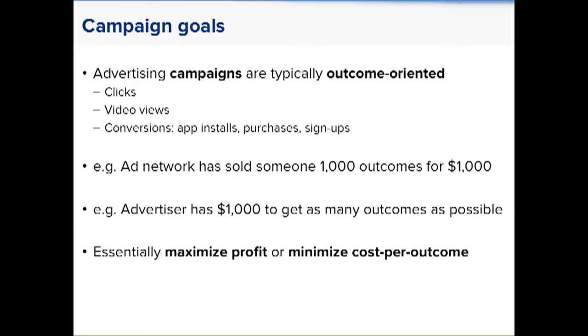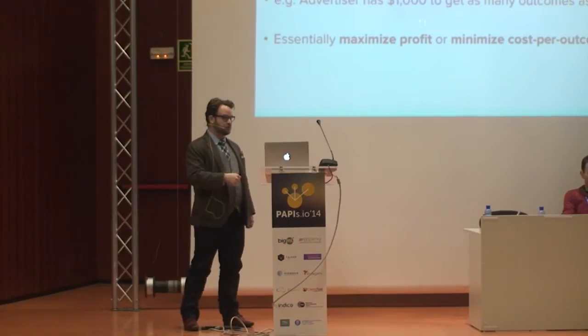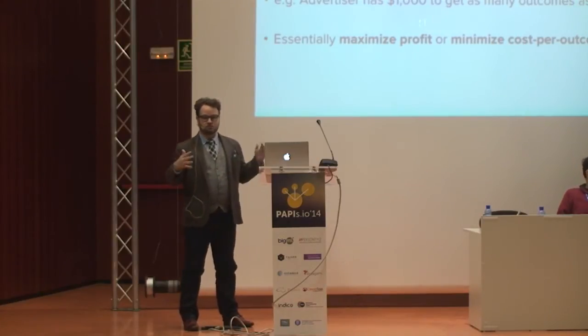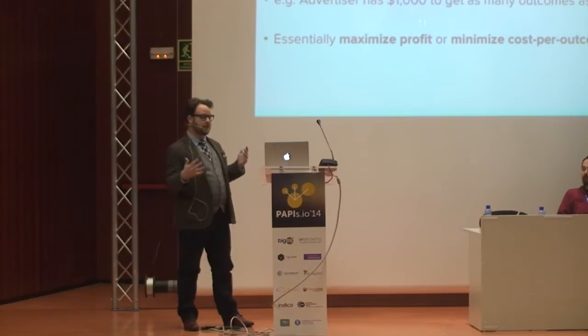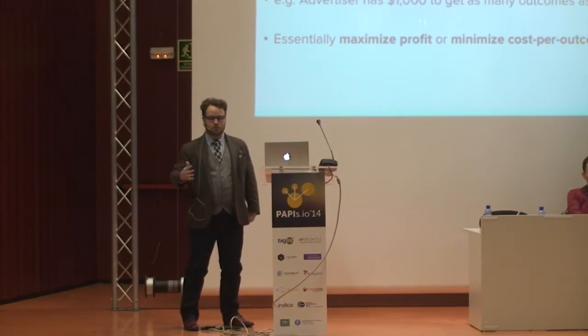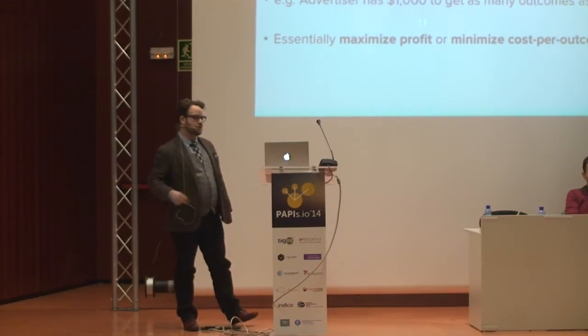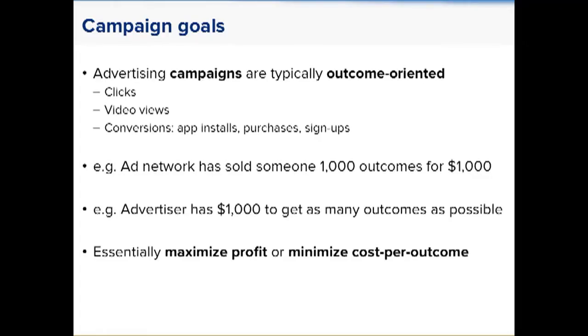So 2 typical use cases are one in which an advertising network, which is kind of an intermediary in the advertising world, has sold an advertiser 1,000 outcomes for $1,000, let's say. So now that advertising network needs to go out into the exchange and buy 1,000 outcomes for less than $1,000. Another typical use case is an advertiser has a budget, say $1,000. They want to spend it, and they need to get as many outcomes as possible. So mathematically speaking, this boils down to one of 2 things. You're either maximizing profit or you're minimizing cost per outcome, which are 2 sort of interrelated objectives.